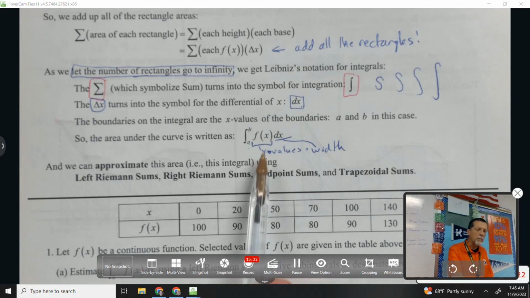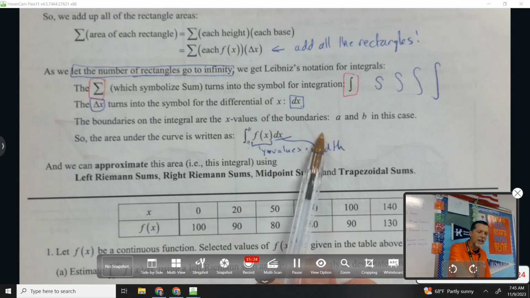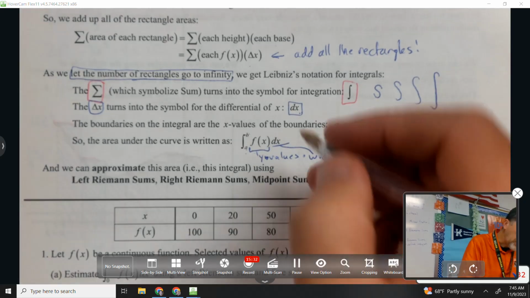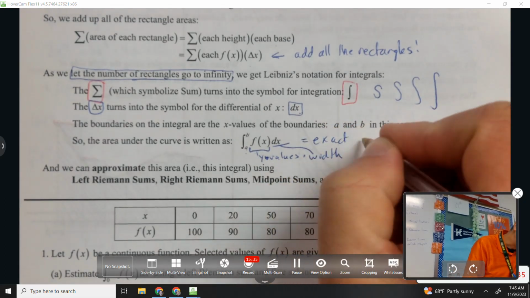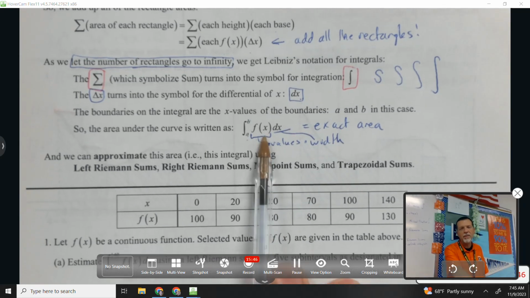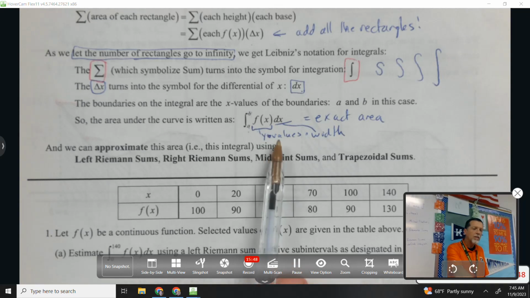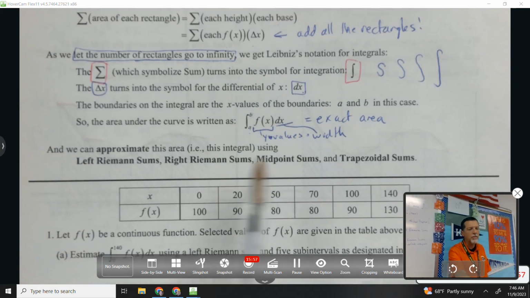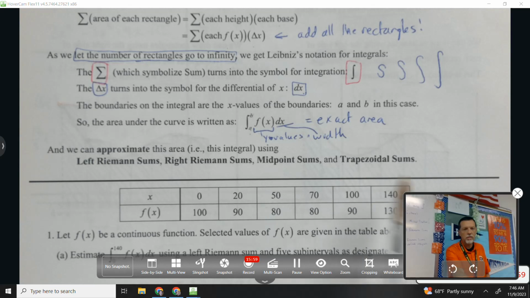Now, we're not going to make this connection just yet. We're going to stick with doing approximations. In fact, we should say that is the exact area under the curve if you do it that way. But we don't know how to do that yet. We don't know how to add up an infinite number of rectangles. So for now, we're going to approximate the area with a finite number of rectangles: some left rectangles, some right rectangles, some midpoint rectangles, and even some trapezoids.